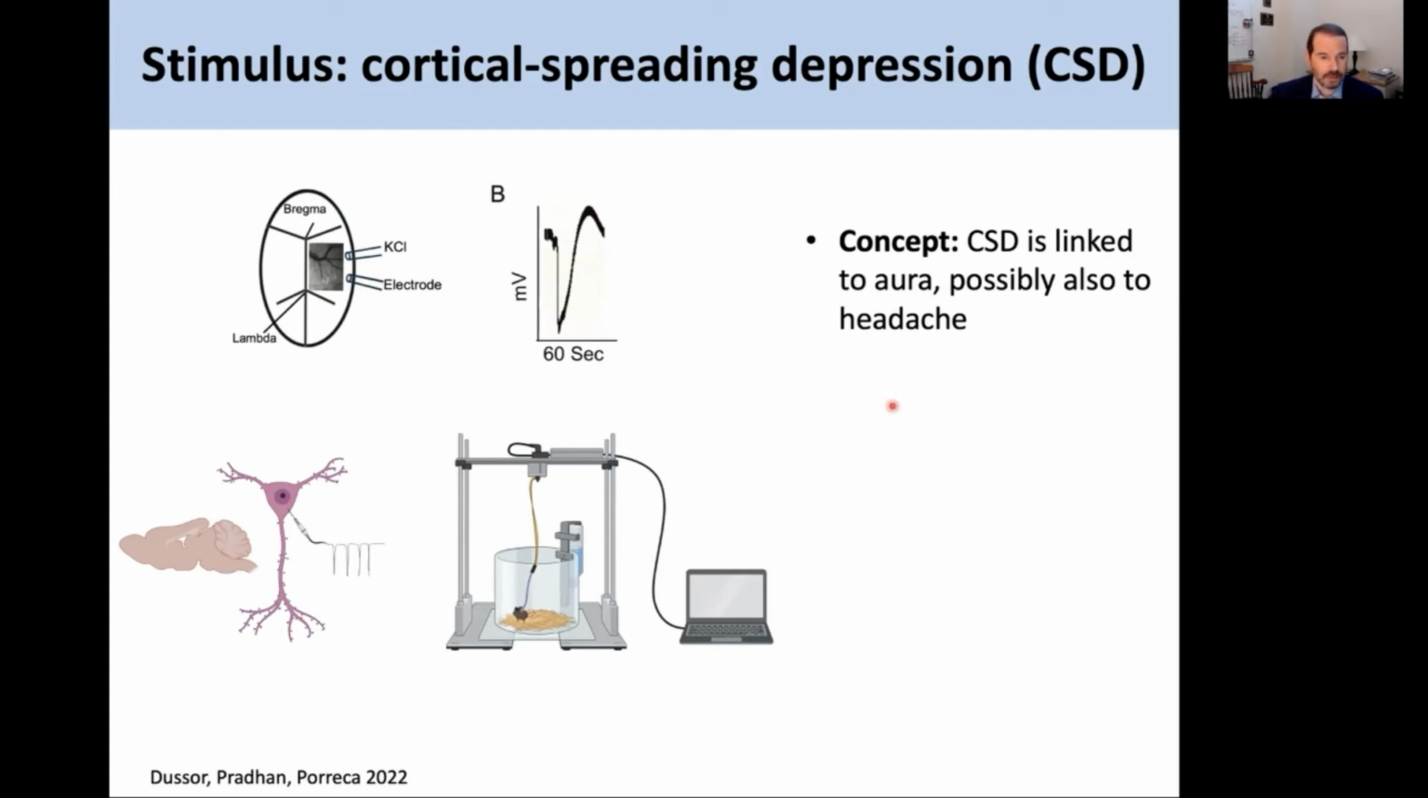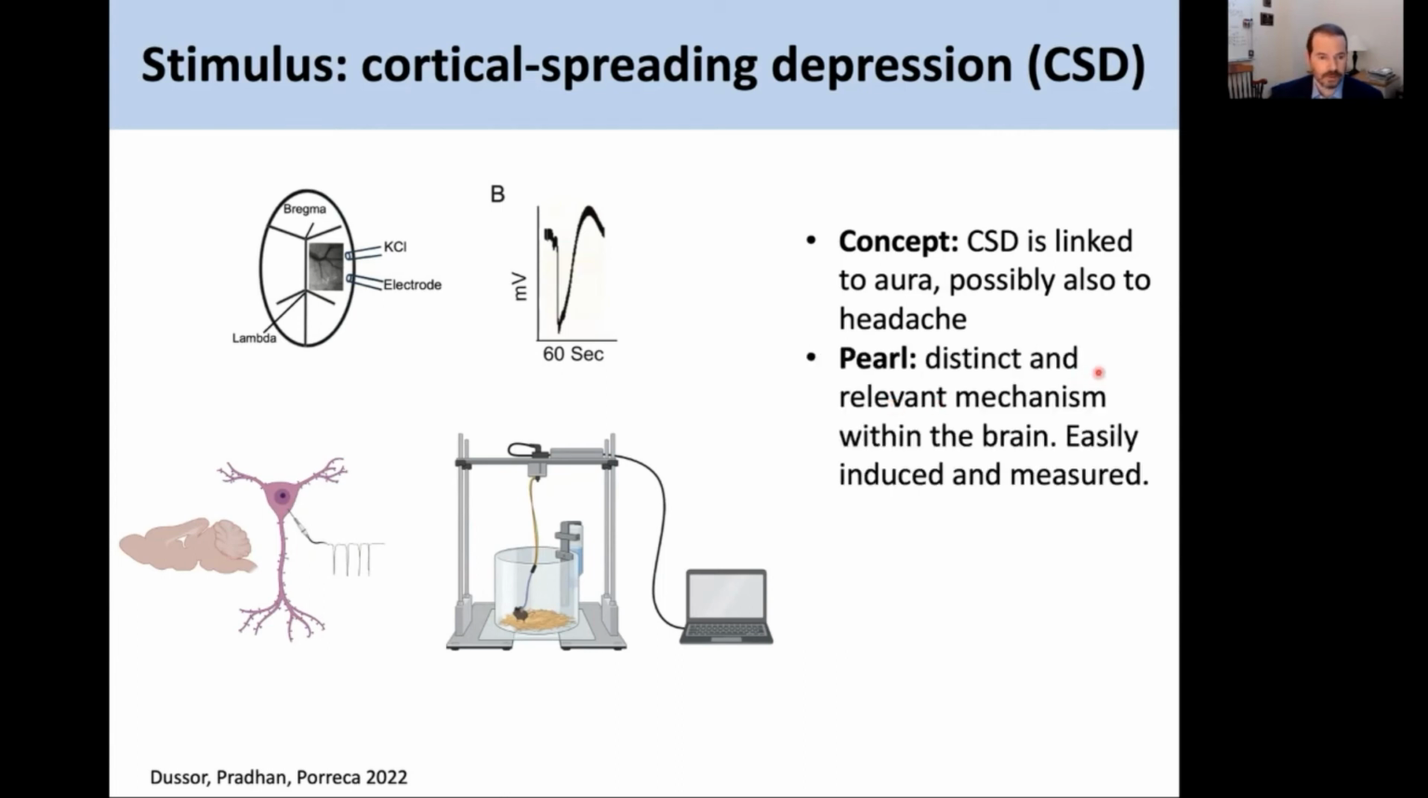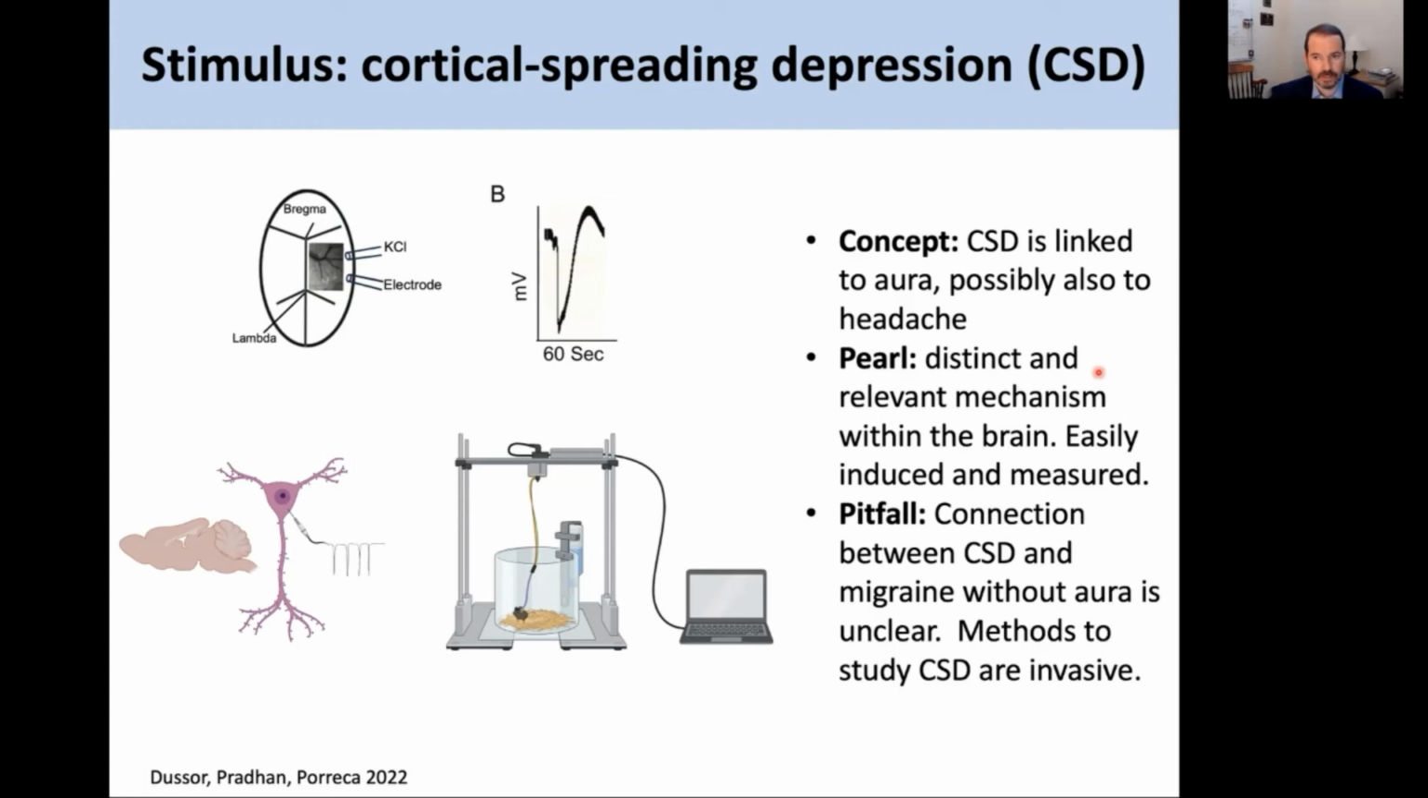The concept here is that CSD is linked to aura and possibly also to headache. The pearl is that this is a very distinct and relevant mechanism within the brain that can be timed, induced, and measured under controlled conditions. The pitfall is that the connection between CSD and migraine without aura is unclear, and the methods that are used to study CSD are often invasive.